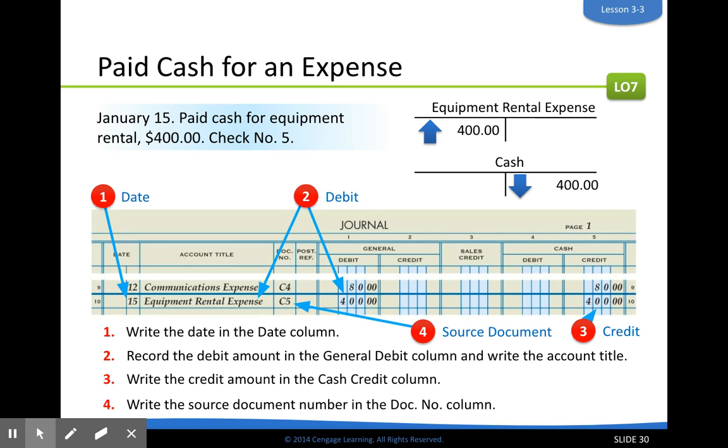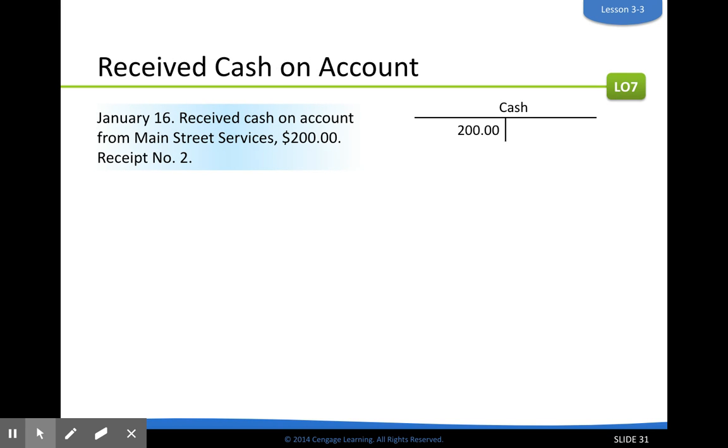2 more transactions for section 3-3. The next one, we received cash on account. So if we receive cash, love when that happens. Assets increase with a debit, so we're going to debit cash for $200. And then we're going to credit accounts receivable in Main Street Services, which is also an asset, which decreases with a credit because we used to owe them $500 from an earlier transaction. Now we paid them $200, so we need to owe them $200 less in our documentation.